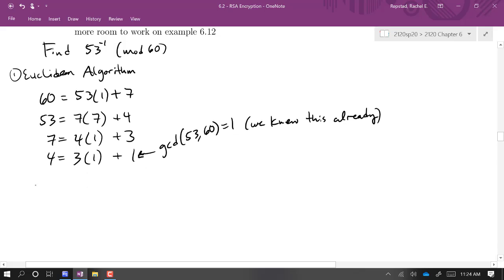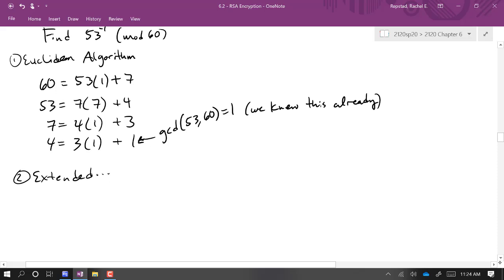Okay, so now we did all this so that we could use the extended Euclidean algorithm. Remember that you can always write the greatest common divisor of two numbers as a linear combination of those two numbers, and that's what the extended Euclidean algorithm allows us to do. So we're going to use this process to write 1 as a linear combination of 53 and 60. I start with the bottom row. Rearranging it, I find that 1 is equal to 4 plus 3 times negative 1.